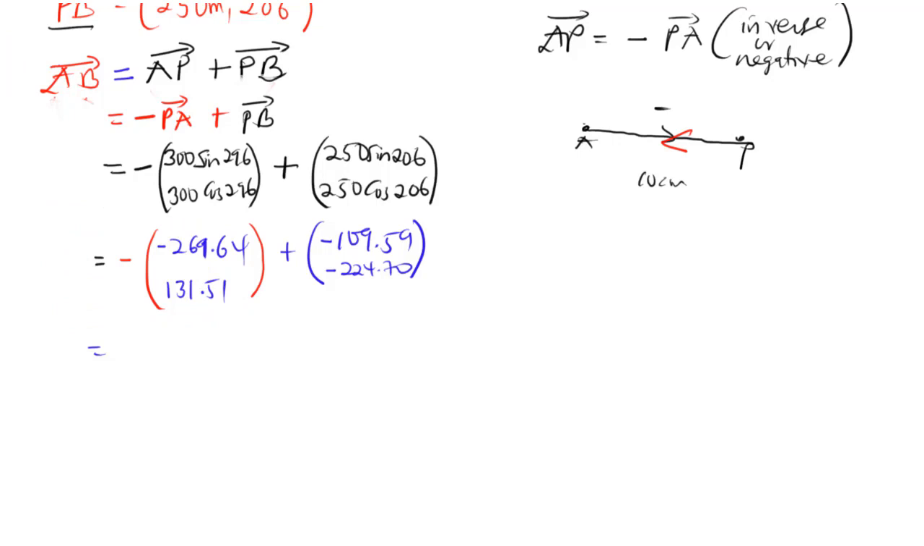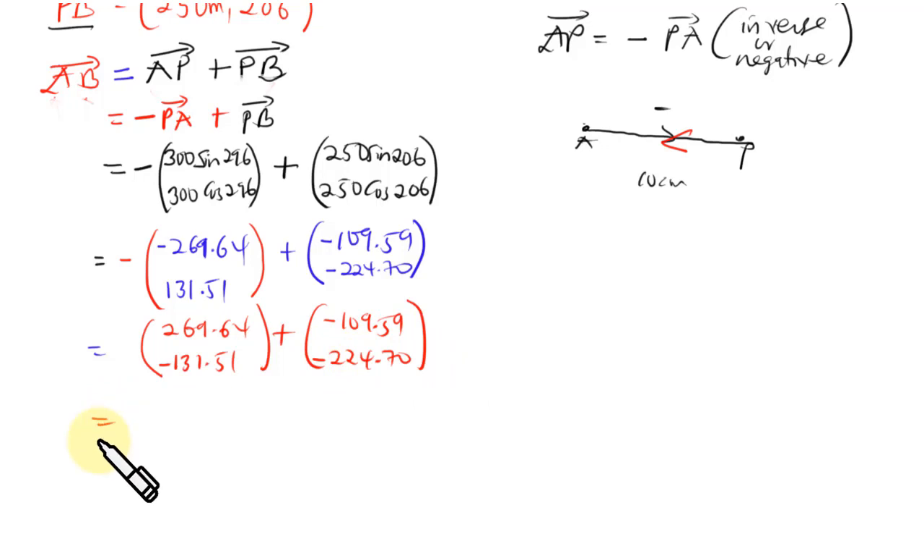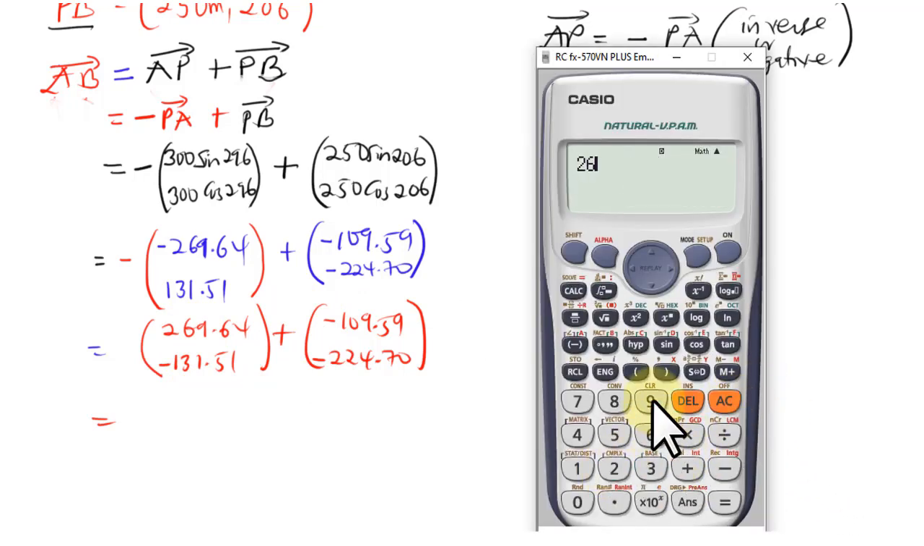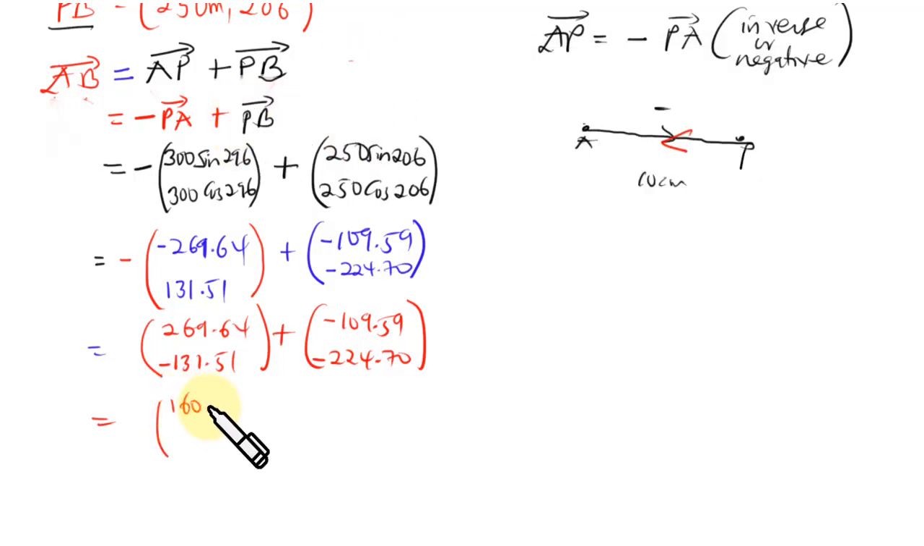I'll deal with the negative sign I have here. Negative times a negative is a positive, so I'll have positive 269.64, and negative 1 times 131.51 gives negative 131.51, plus negative 109.59, then negative 224.70. Now I'm going to add the first part, that is the x coordinates: 269.64 plus negative 109.59, which is the same as typing minus, and that is 160.05.